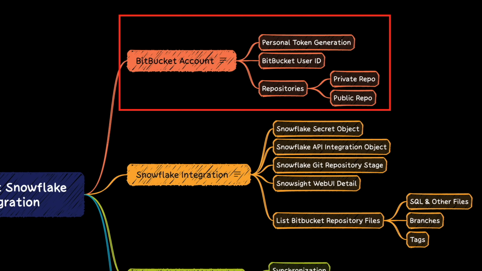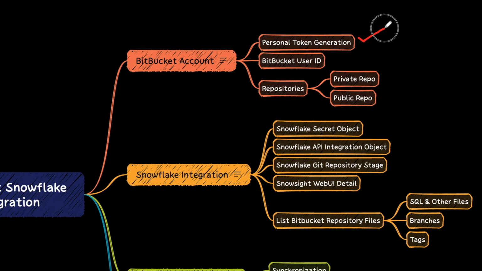Let's start with our BitBucket account configuration, where we are going to create a personal token, and we will also identify how our BitBucket user ID looks, because that is required for the configuration. We'll quickly review how our private repo as well as public repo look and what is inside them.